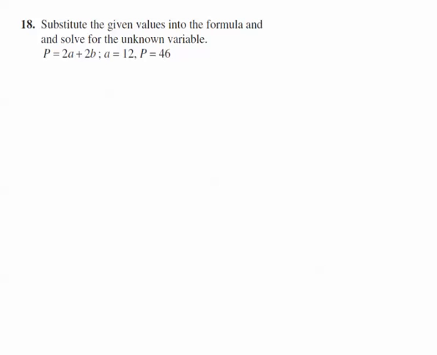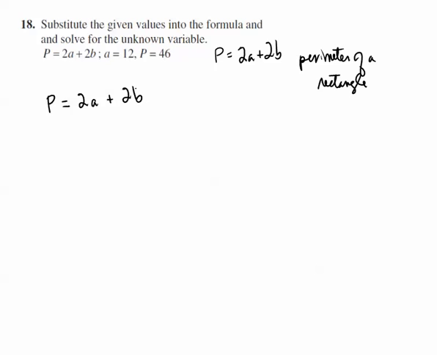Alright, with problem number 18, we're to substitute the given values into the formula and solve for the unknown variable. If you know this particular formula, this happens to be the formula for the perimeter of a rectangle. And we're given an a value and a p value. So we start off with p is equal to 2a plus 2b. And we know that p is equal to 46 and a is equal to 12.